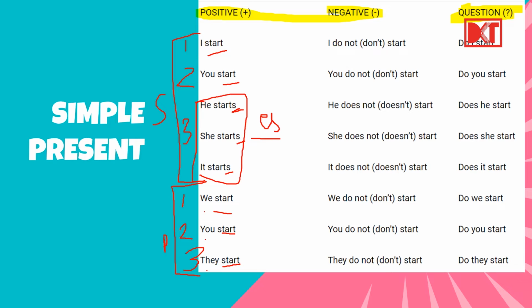Now we move to the negative sentences. Negative sentences, we insert either do not or does not. Now for the third singular person, we insert does not. What do we insert? Does not. Here.